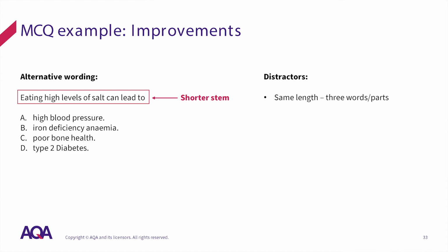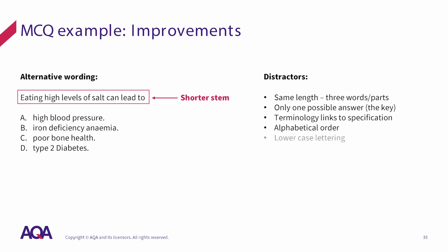Next, the distractors have been changed so that they are all 3 words or parts, but still all linked to diet-related health conditions that students should have covered as part of the GCSE specification. Most importantly, the distractors have been changed so that there is only one correct answer listed: high blood pressure, and the terminology now matches what is included on the specification. The distractors have also been presented in alphabetical order and are written in lowercase lettering to finish a sentence from the stem.